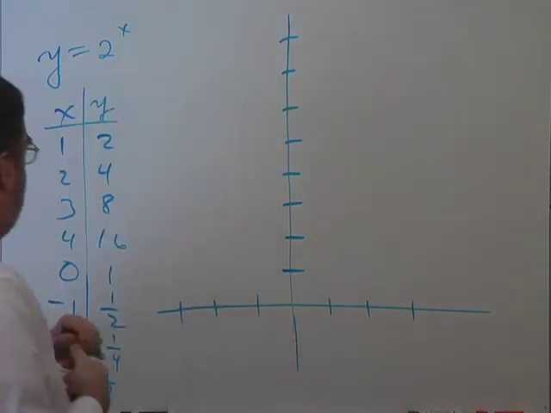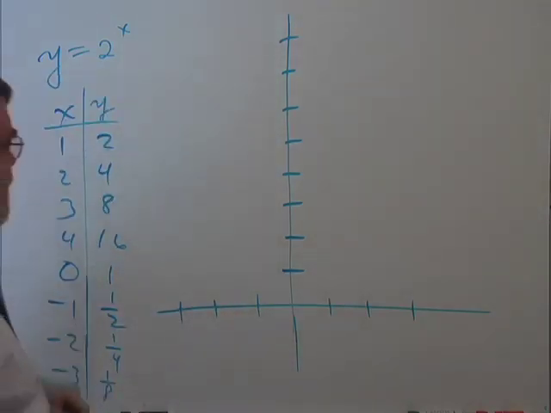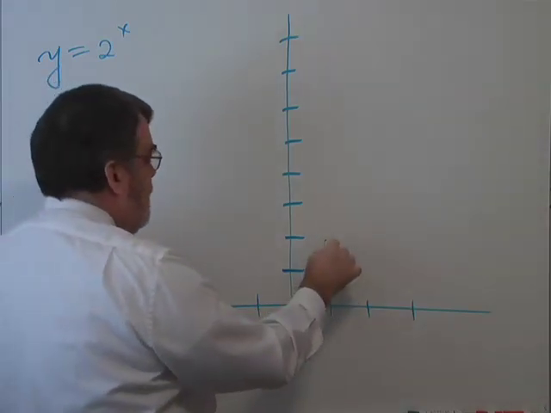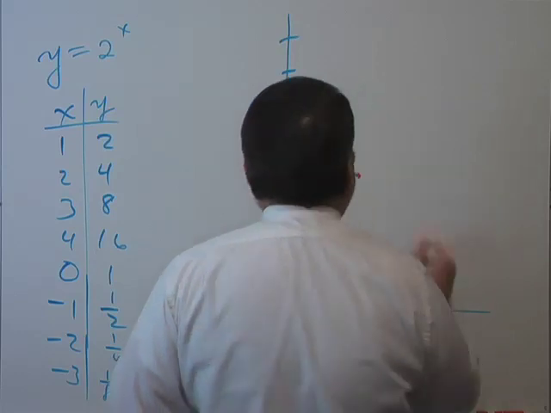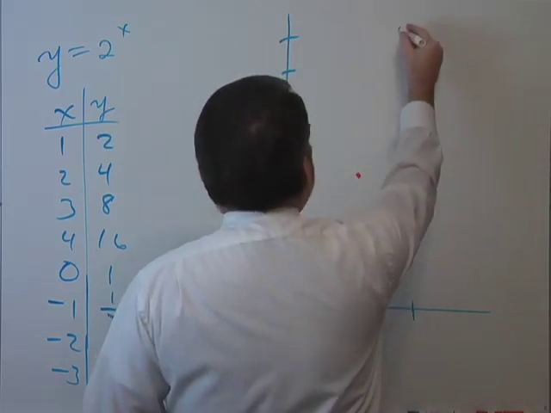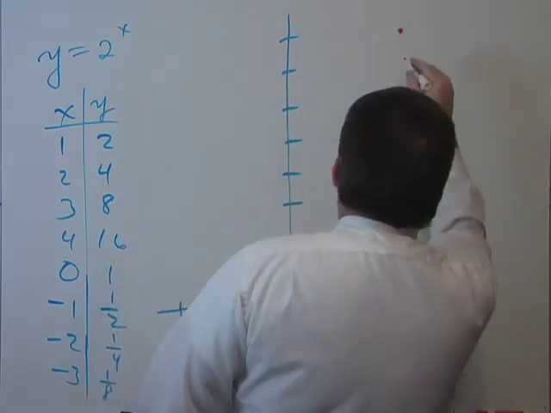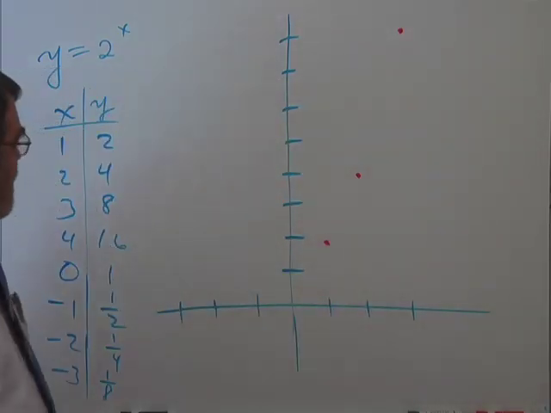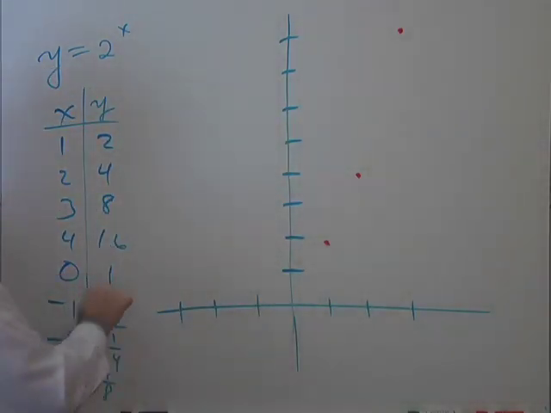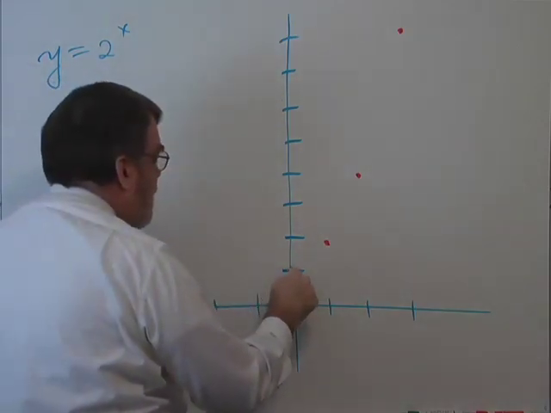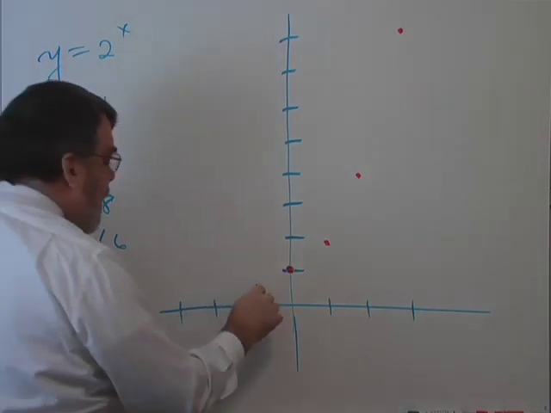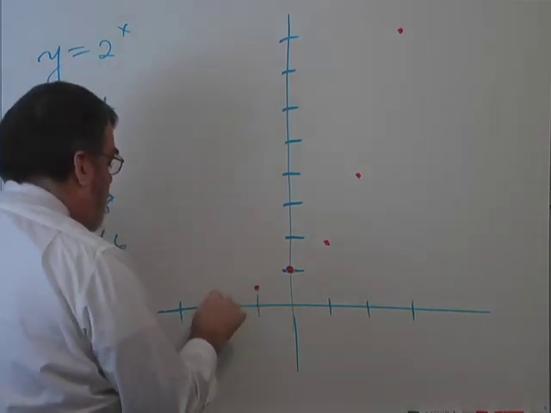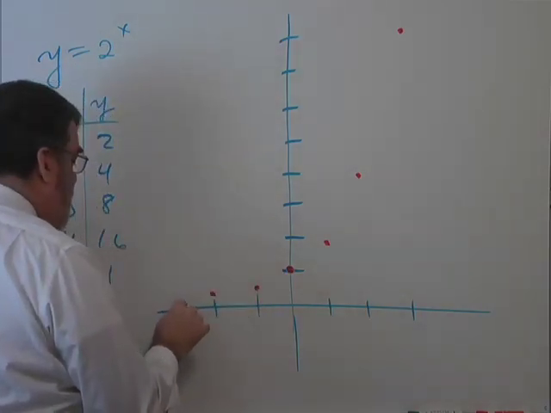So we'll plot these points. 1, 2: over 1, up 2. And then there's 2, 4. And 3, 8. Sorry to stand in front of this, but I want to get it kind of accurate here. 4, 16 is above my graph. 0, 1 would be right on the y-axis. Now I've got 1 half, 1 fourth, 1 eighth.